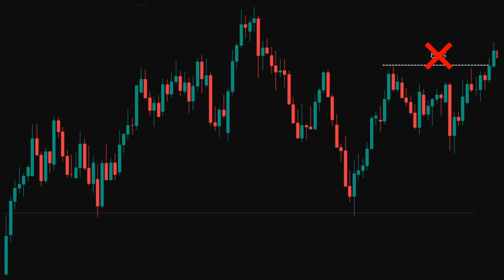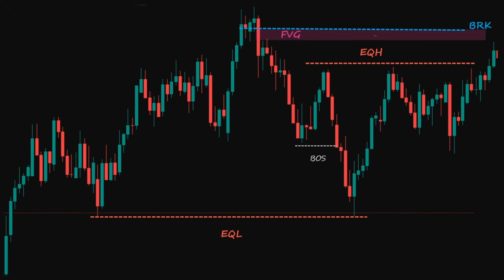Remember, the area we're currently sitting in has no meaningful supply. There's no real premium price here, no imbalance into it, no reason for big sellers to step in. So it makes way more sense for price to push higher, sweep liquidity, and then tap into that next real supply zone.